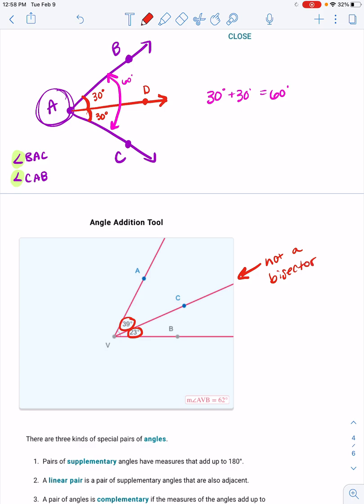So in order to find the big angle from A to V to B, angle AVB, I just add those two smaller angles in the middle. So I would do 39 plus 23, and it tells you right here it's going to be 62 degrees. Okay, so if you have both small angles on the inside, then for the big angle, you just add them together.